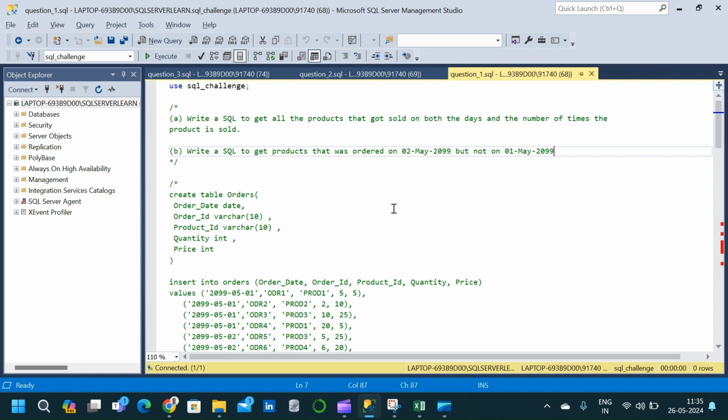I would recommend you try solving this question on your own first rather than going to the solution directly. So this is our first question. Now let us move on to our second question.